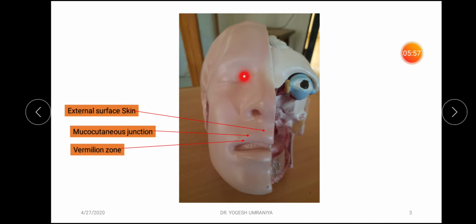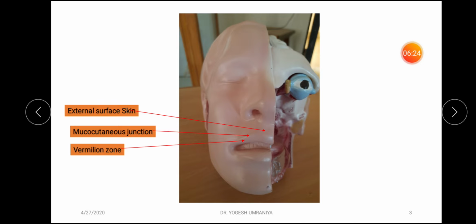Okay, here you can see the various parts of the lip. The topmost portion seen here is the external surface of the skin, which is lined by the stratified squamous keratinized type of epithelium. This portion is continuous with the vermilion zone, which is lined by modified skin at this point, and that is termed the mucocutaneous junction.